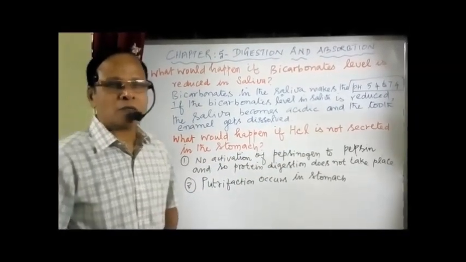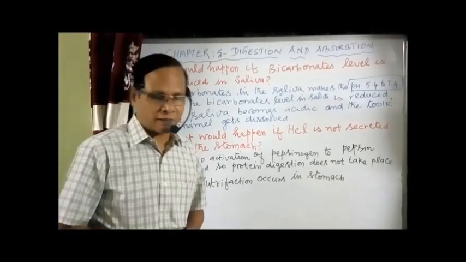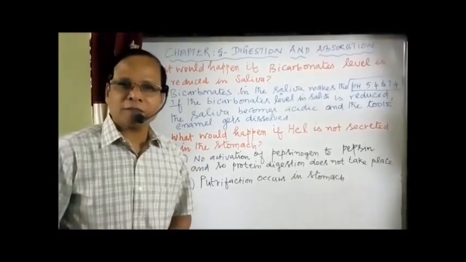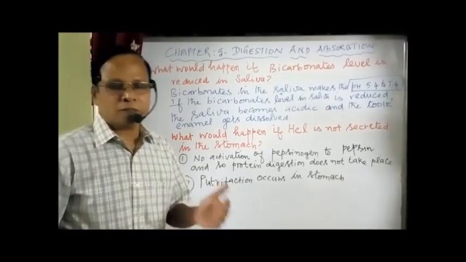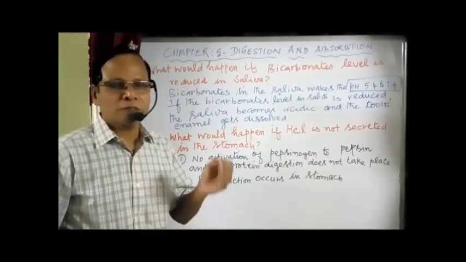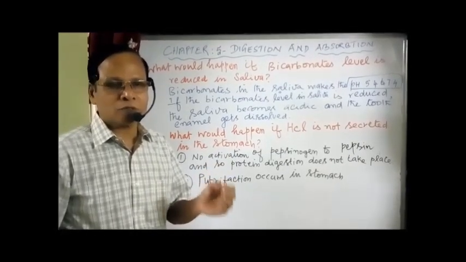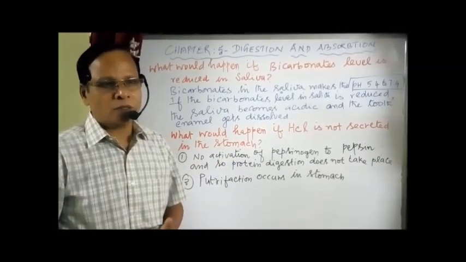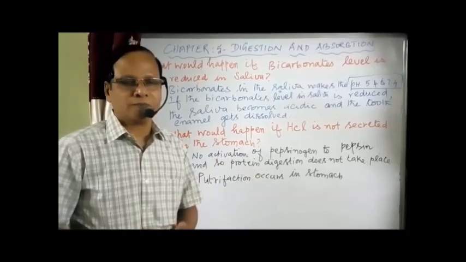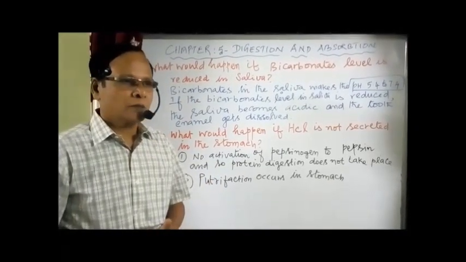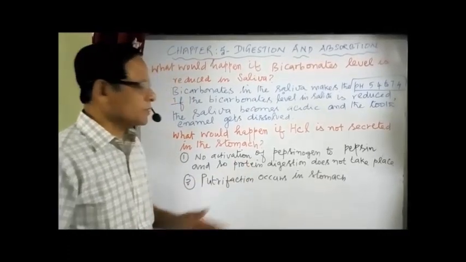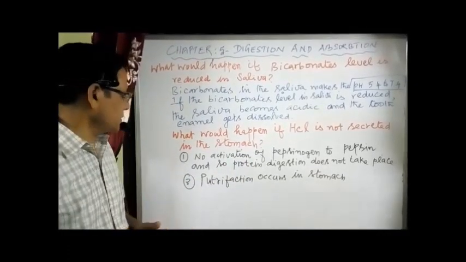For that you have to recall the functions of hydrochloric acid. Hydrochloric acid is responsible for providing an acidic medium. The second one, it converts inactive pepsinogen to active pepsin. And also it prevents putrefaction, that is, anaerobic breakdown of protein. There are many points, but we will take only 2 points.